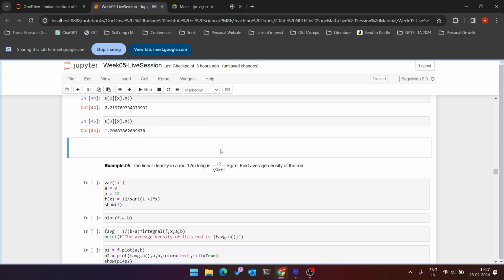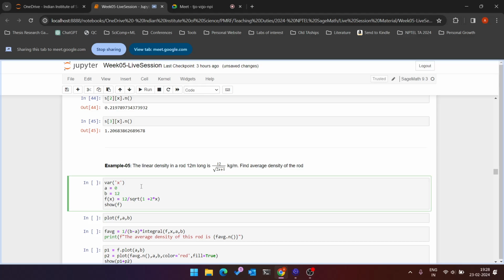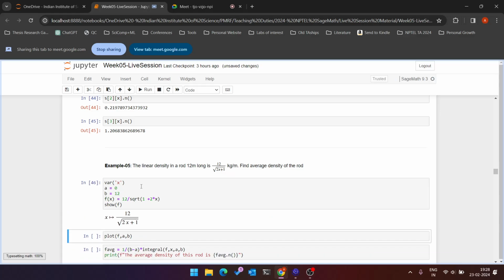Okay. So now the next example, we have been given, say, a hypothetical rod with certain length, and we have been told that it has a density which is a function of position. We are asked to calculate the average density of the rod. So again, the same process. You begin by initializing the variable, the limits of your integral or the limits of your function, and your function itself f of x.